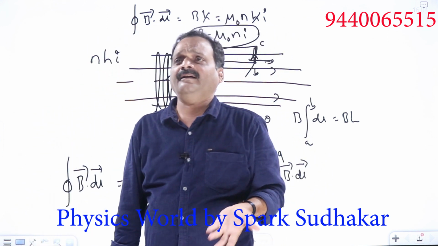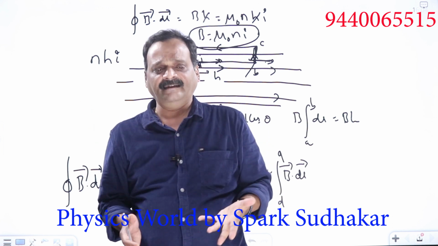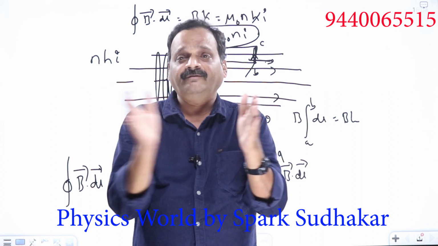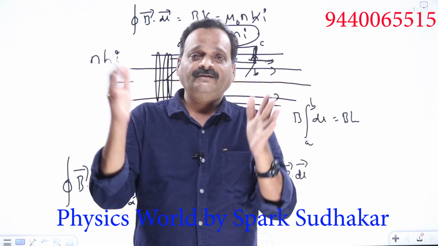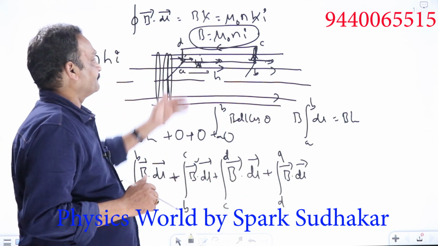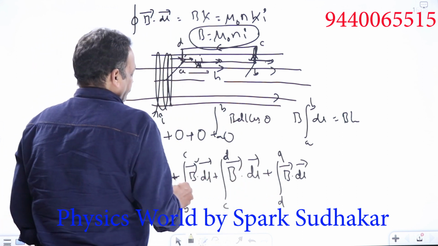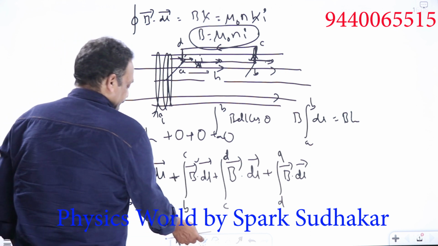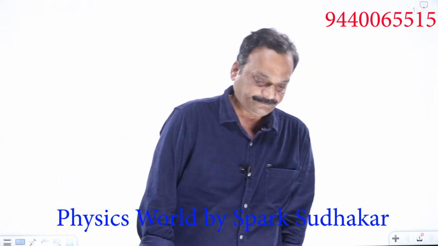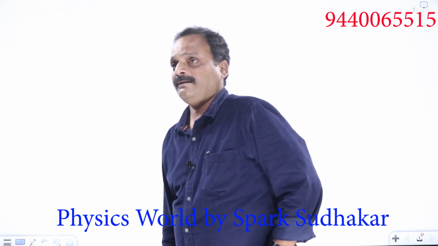What is a solenoid? Where do we use it? It's used as a source of magnetic field. Just like two parallel plates we use as a source of uniform electric field, we can take a solenoid as a source of uniform magnetic field. So these are the applications of Ampere's circuital law.